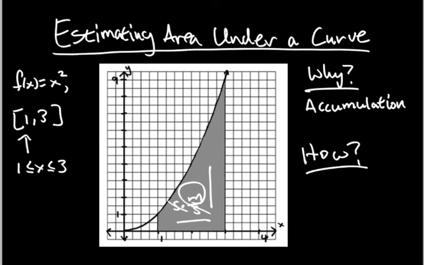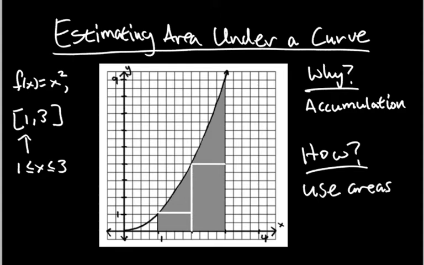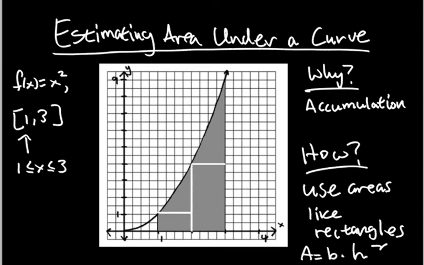So how are we going to find it then? Well, one thing that would make things easy is to look at, let's say, a rectangle like this and a rectangle like this. Find that area, we can estimate it. So here we're just estimating, we're not going to get the exact area just yet. So we can use areas that we know, like rectangles, because the area of a rectangle is just base times height, right? So we can just do that.